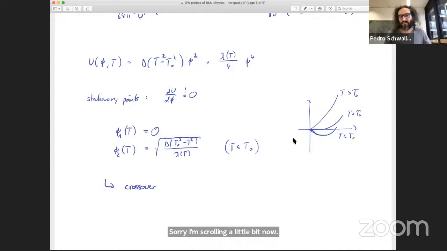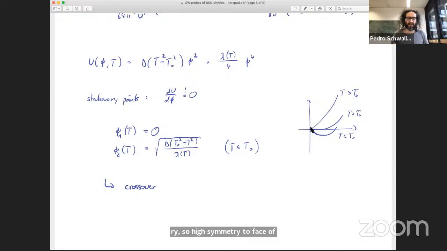So what happens at high temperatures in the early universe is that instead of having a minimum away from the origin, at some critical temperature, the symmetry will be restored. So the minimum of the potential will move back to the origin, and the symmetry is unbroken. That's why I say there is a phase transition. So we go from a phase in the early universe of unbroken symmetry, so high symmetry, to a phase of broken symmetry at low temperatures.